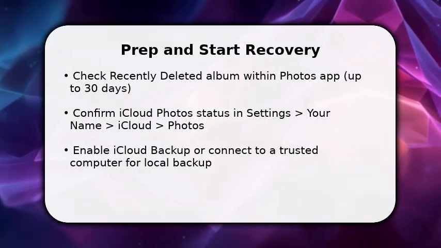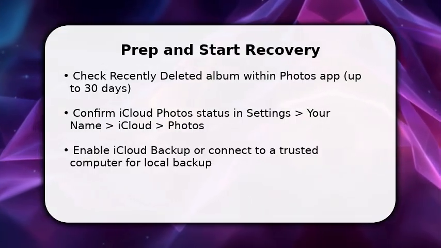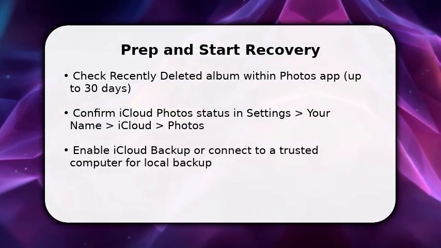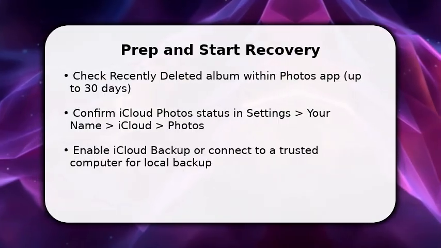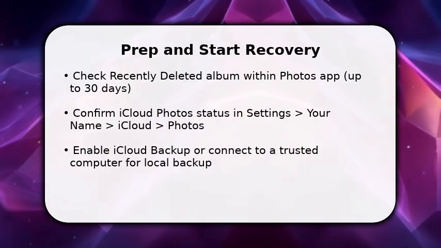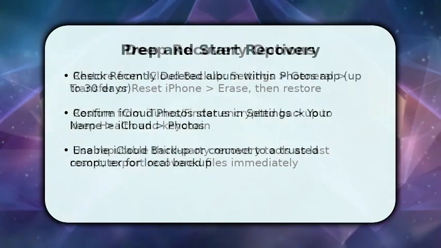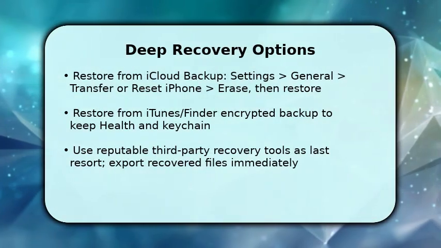If it is off, you will need a manual backup. Connect the iPhone to power and Wi-Fi, then enable iCloud Backup in Settings. If you prefer a local copy, plug into Finder or iTunes and create a fresh encrypted local backup before proceeding with deeper recovery steps.